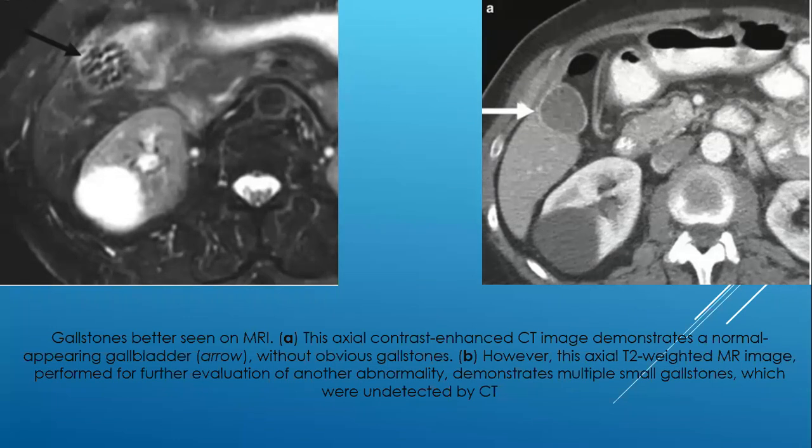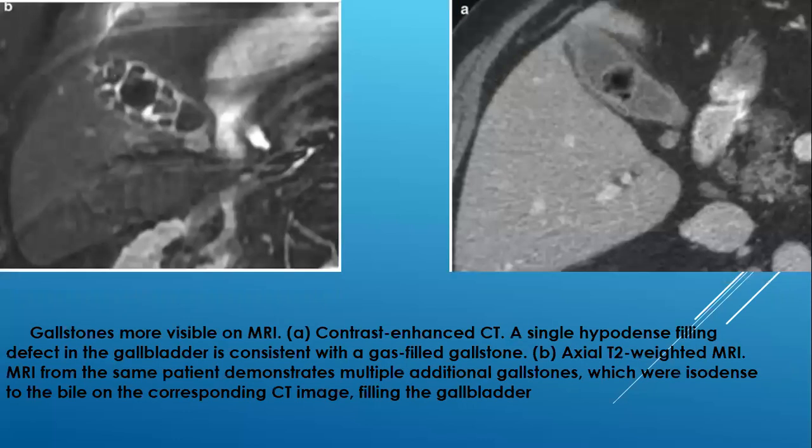Of course, the density of these stones is the same as the density of the bile, so they were not seen on CT but were seen on MR. Another case, with gallstones more visible on MR. On contrast-enhanced CT, a single hypodense filling defect in the gallbladder is consistent with a gas-filled gallstone. On the left side, the T2 axial weighted MR of the same patient demonstrates multiple additional gallstones which were isodense to the bile on the corresponding CT image.